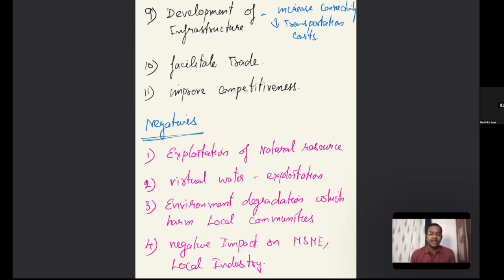On the negative side, for the critical analysis, one, exploitation of natural resources has been done. Any iron ore industry, mining industry, or iron and steel industry, or a bauxite industry, manganese industry, any industry can be taken and spoken about with respect to it. There's a large amount of virtual water.